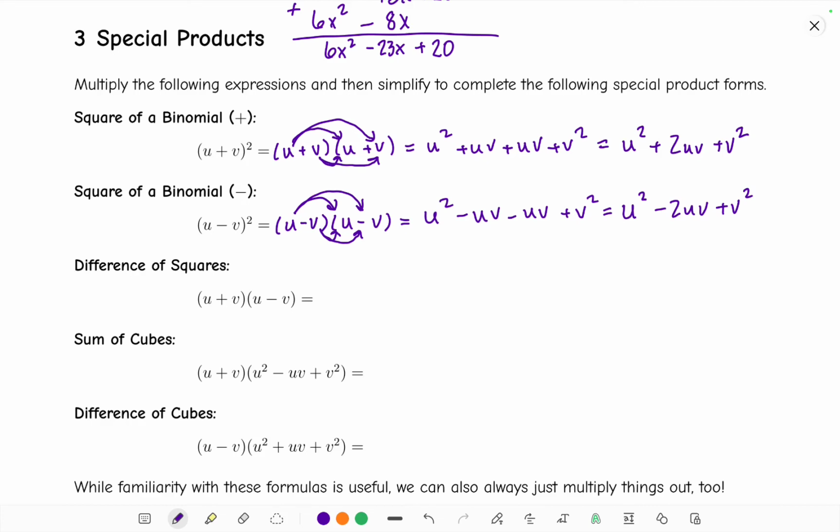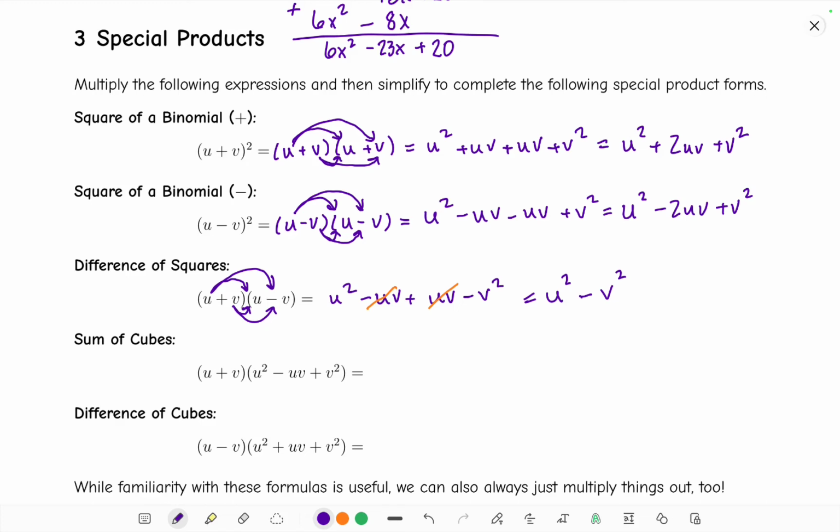Then we have difference of squares. Why is this called difference of squares? You'll see once we get the answer. U times u is u squared. U times negative v is negative uv. V times u is positive uv. And then v times negative v is negative v squared. Here, the negative uv cancels out the positive uv, so then we're left with u squared minus v squared. And that's where difference of squares comes into play.